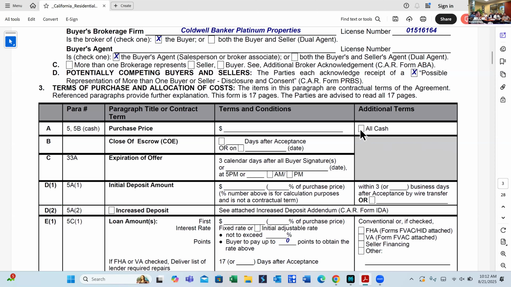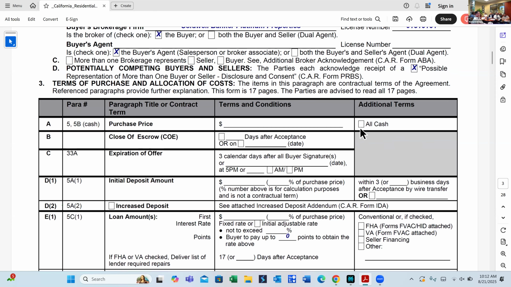If we check the box for all cash, the loan contingency is waived. And you don't have to specify that the loan contingency is waived. Under section 5 of the purchase contract, language exists indicating that if it's an all cash offer, the loan contingency is waived. That will go down farther. If you were to check the box also that loan contingency is waived, that's acceptable also.